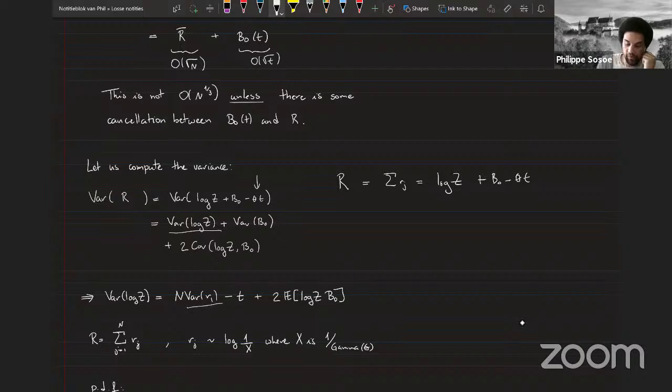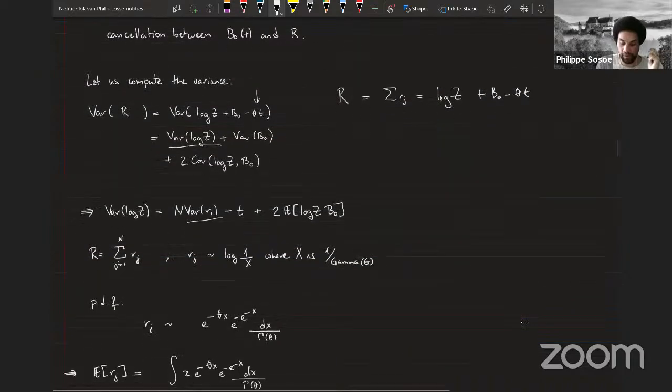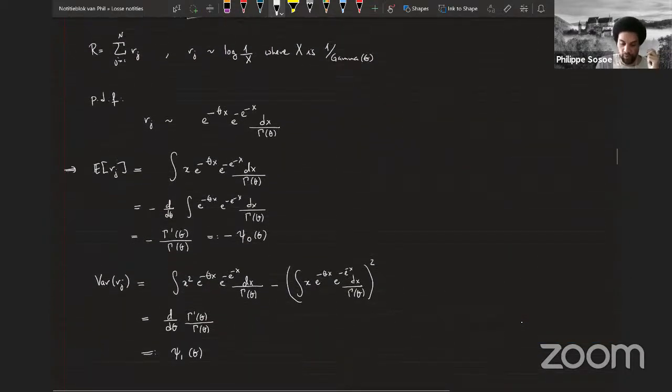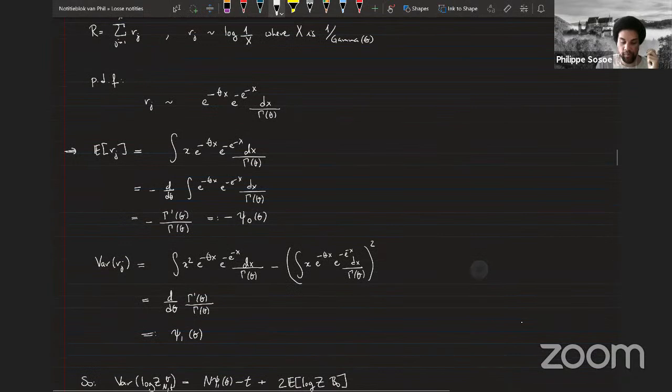Now, I'm going to go over this pretty quickly, but the variance of R_1 we can compute exactly because we know that the R_j's have this distribution, log of 1 over X, where X is a gamma random variable. I'm going to leave this on the screen for just a moment, but once you know what the distribution is, this is just a calculus exercise. You can at least write an integral representation, or a representation in terms of the gamma function, for what the common variance of the R_j's is.